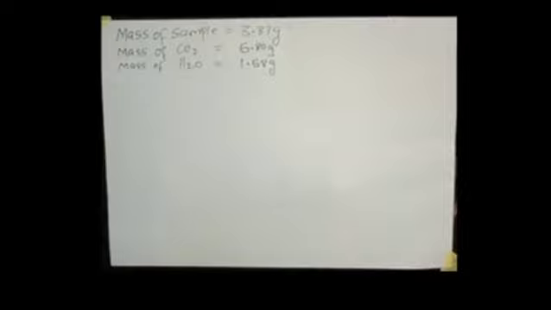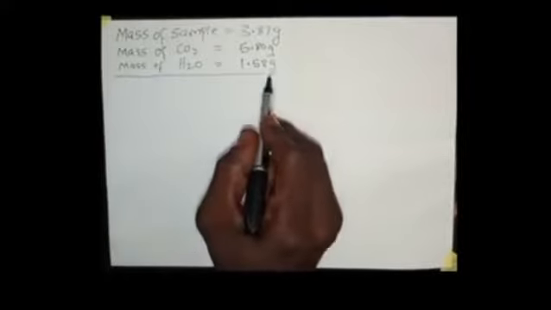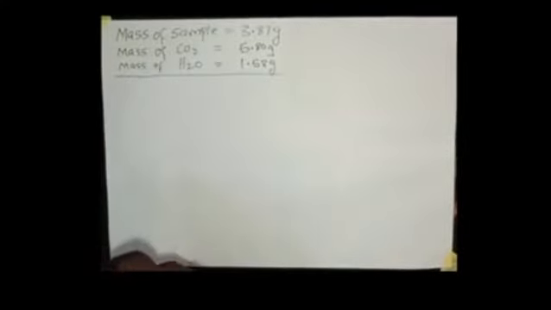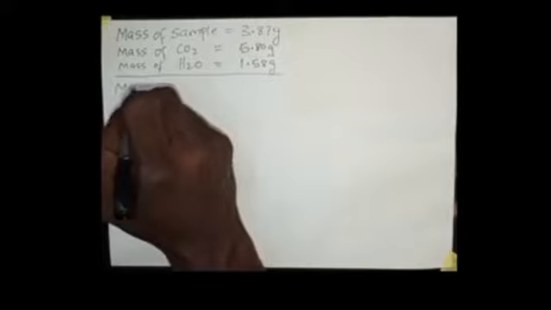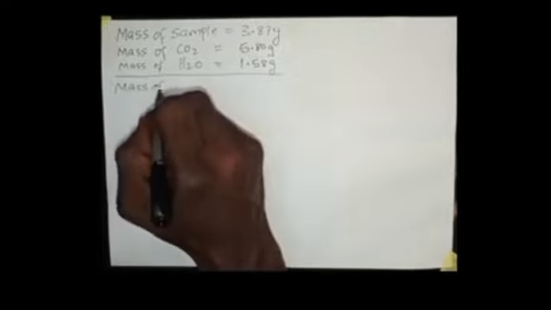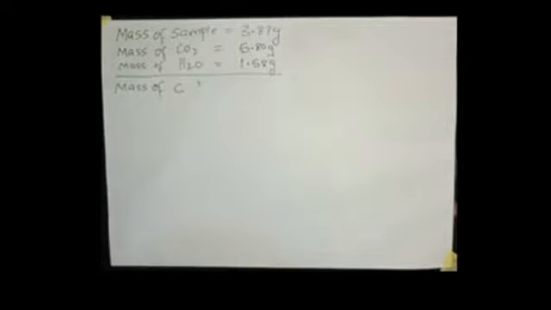So from here, we are going to isolate the masses of carbon, hydrogen, and oxygen, because we've been told that this particular compound, ascorbic acid, is made up of carbon, hydrogen, and oxygen. So first, let us find the mass of carbon in the sample. How do we find the mass of carbon in the sample?